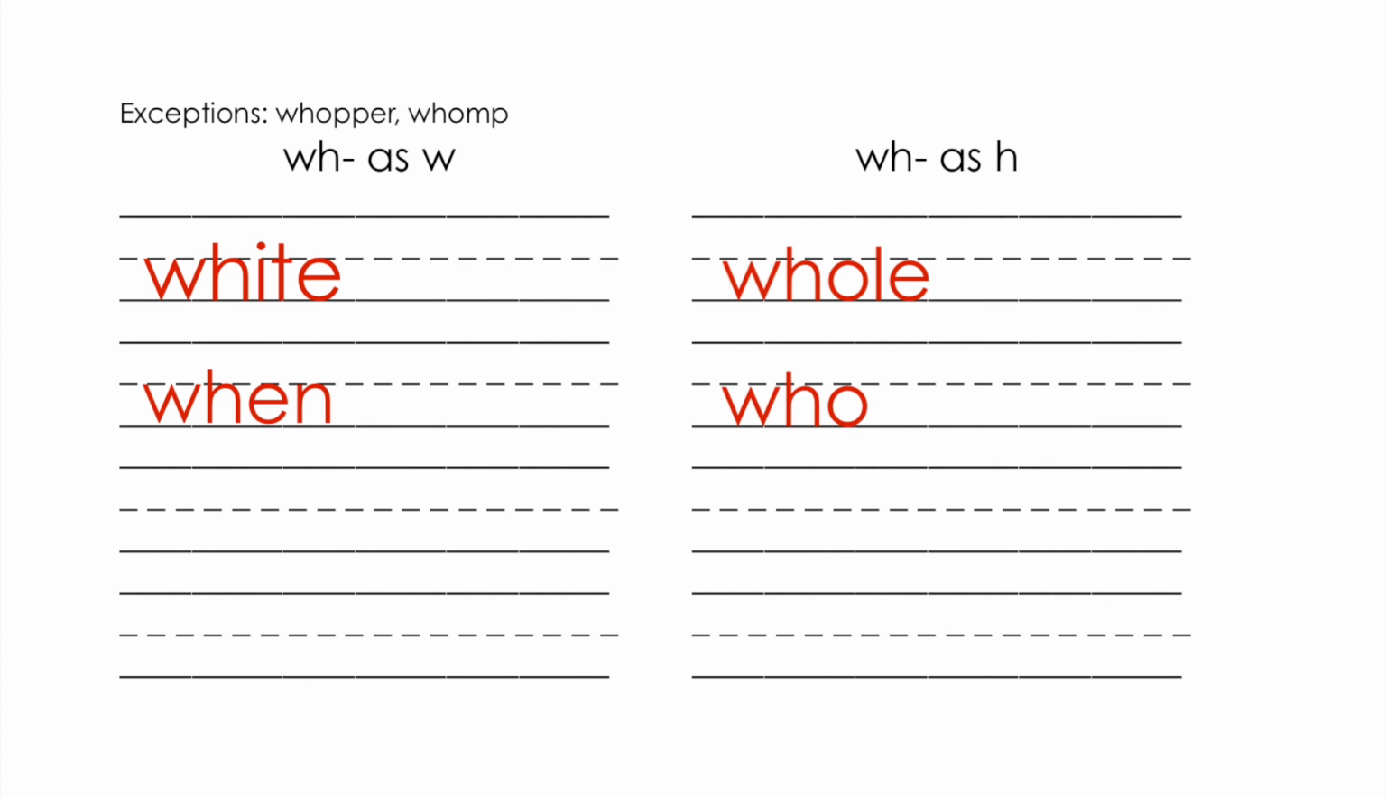The next word is why, as in why are you doing that? Why is spelled W-H-Y, and since it makes the W sound, it goes in the first column.